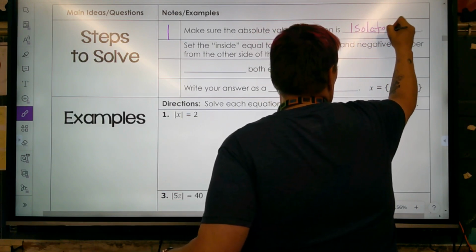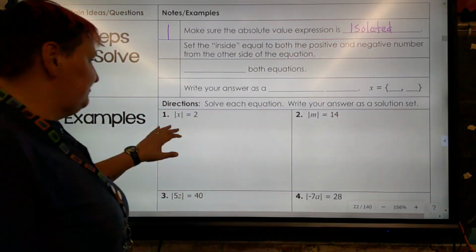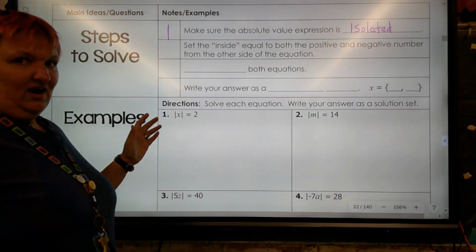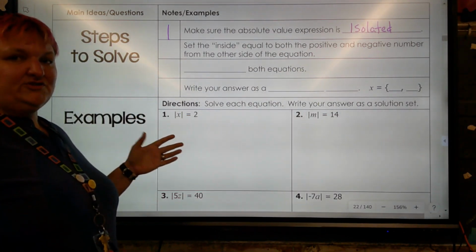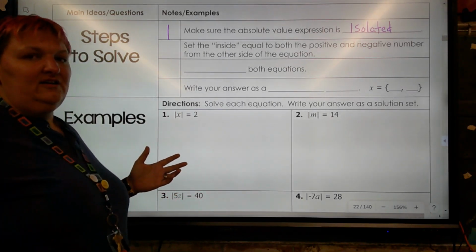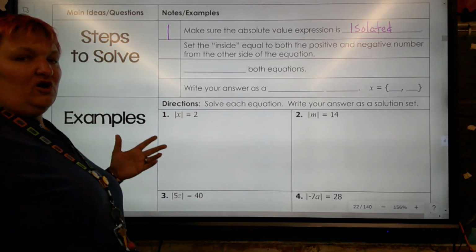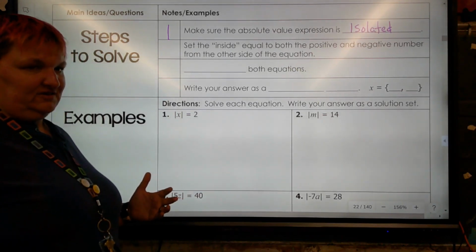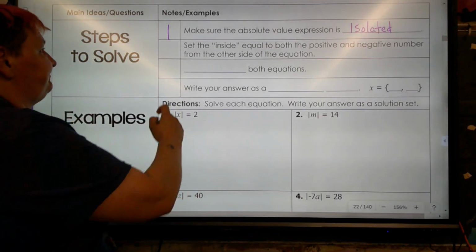Right? Because it has variables, if there's stuff outside of the absolute value symbols, you have to get rid of that first. Right? Because technically we're not solving equations, we're solving for the missing variables. So basically we're doing everything backwards. Okay? I'll show you what I mean.